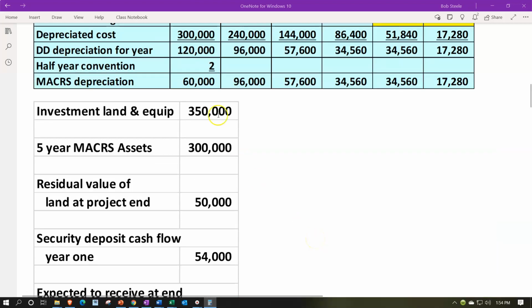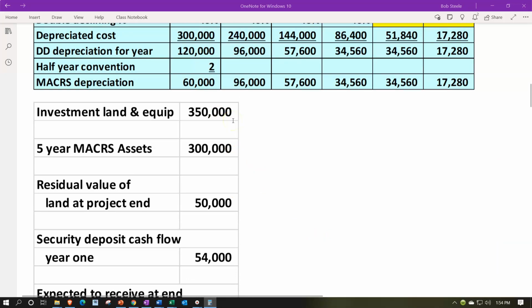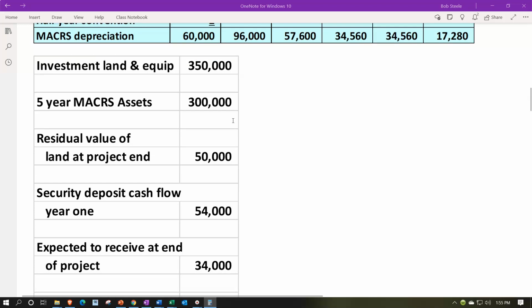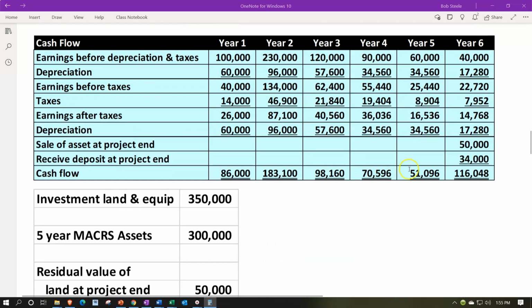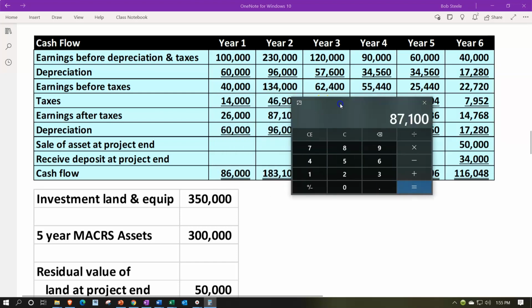These two amounts here: that 50,000 is included in the initial investment that we're going to put down for the land and the fixed asset that's depreciable, and the 54,000 is going to be included in the outflow that's going to be at the front of this project as well. So the inflows we're going to have are at the end here. If we add that up, we've got earnings after taxes of the 14,768 plus the 17,280. And then we're going to add in the 50,000 and the 34,000. Let's calculate that just to make sure that I said that correctly.